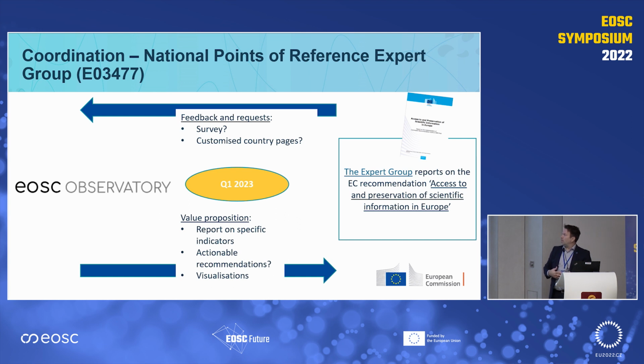So what we need to do in this expert group is to draft this report on access to and preservation of scientific information. It's a 2018 recommendation of the Commission, which this expert group will collect. And we have suggested that the expert group looks at the data they can now obtain from the EOSC Observatory, picks what they want to put into this report, and then we can populate the report with the data that they need. And we have a good coverage.